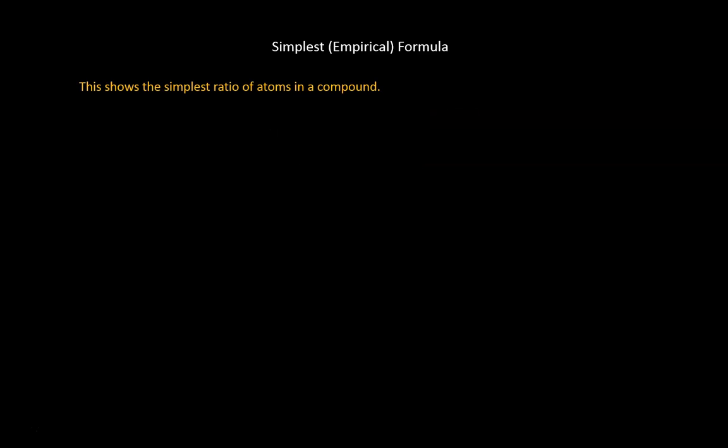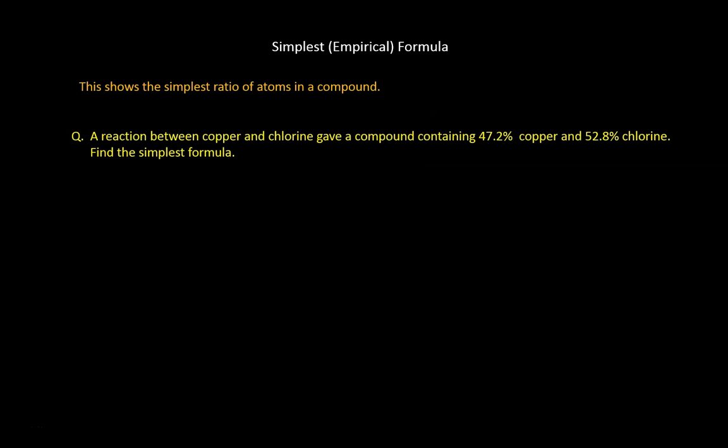Let's start by looking at a typical question. A reaction between copper and chlorine gave a compound containing 47.2% copper and 52.8% chlorine. Find the simplest formula. As we look at this problem, all we have is percentage. There's nothing here about mass in grams. And without that, how are we going to determine the number of moles of copper and chlorine that we need to come up with the formula?